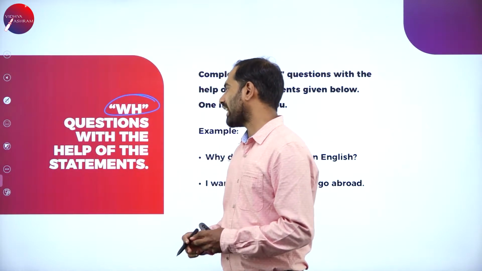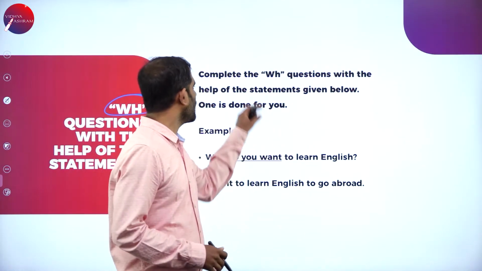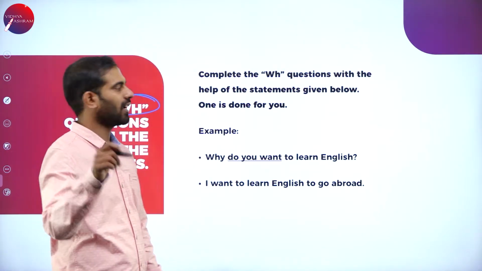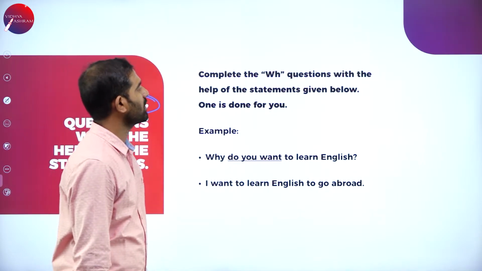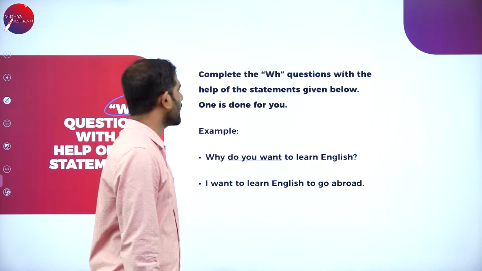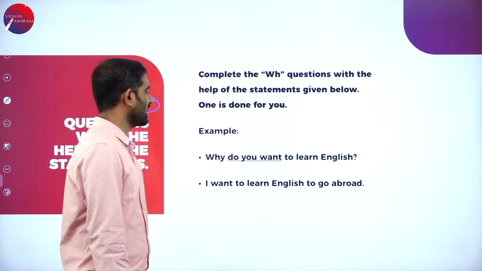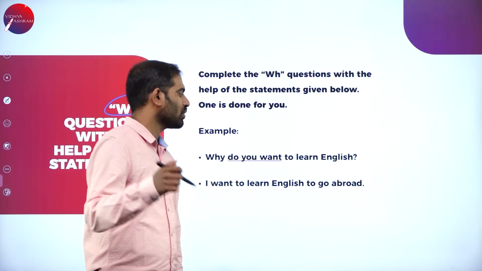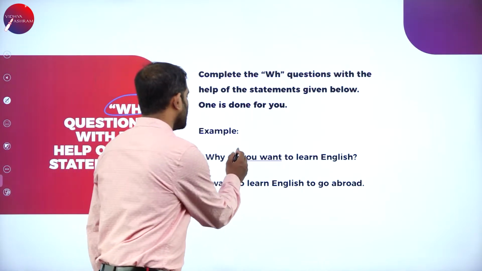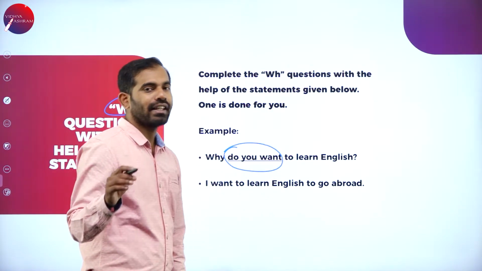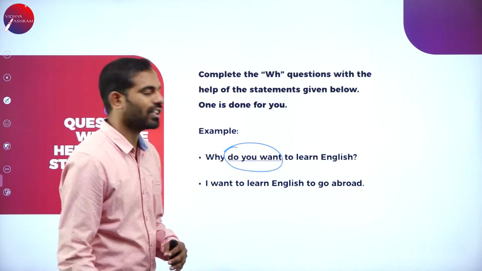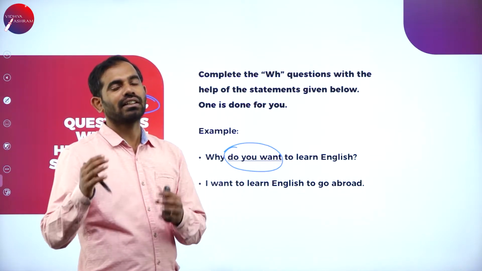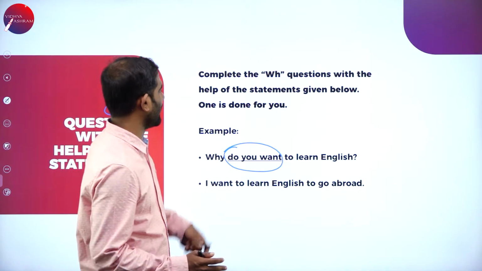WH questions with the help of the statements. What does it mean? Complete the WH questions with the help of the statements given below. 1 is done for you. Example: Why do you want to learn English? I want to learn English to go abroad. Now, here it is not about underlining or framing the questions to the underlined words. It is about using the right word, whether it is WH or the other auxiliary verbs in this exercise.